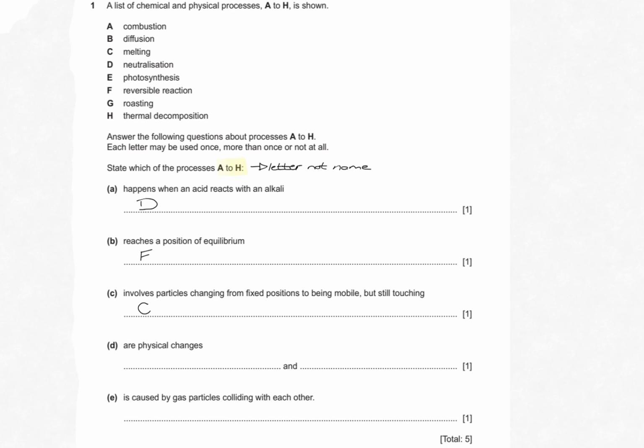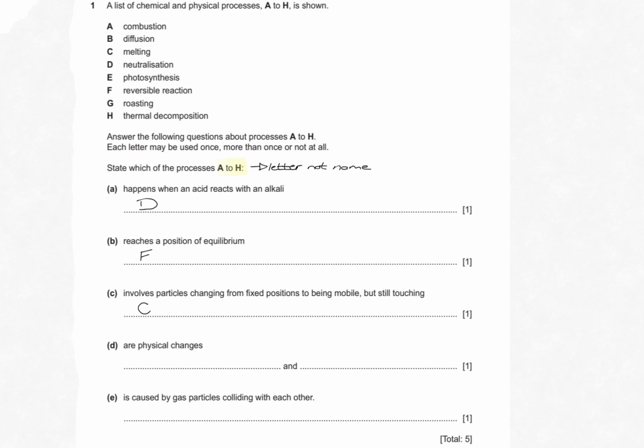Then they ask which ones are physical changes. Now combustion would be a chemical change because we're producing new molecules called carbon dioxide and water. Diffusion would be a physical change because we're not changing the structure, we're only changing the state that the molecules are in. Melting is also a physical change because we're only changing the state that they're in. Neutralization is also a chemical reaction because we're producing new compounds like salt and water.